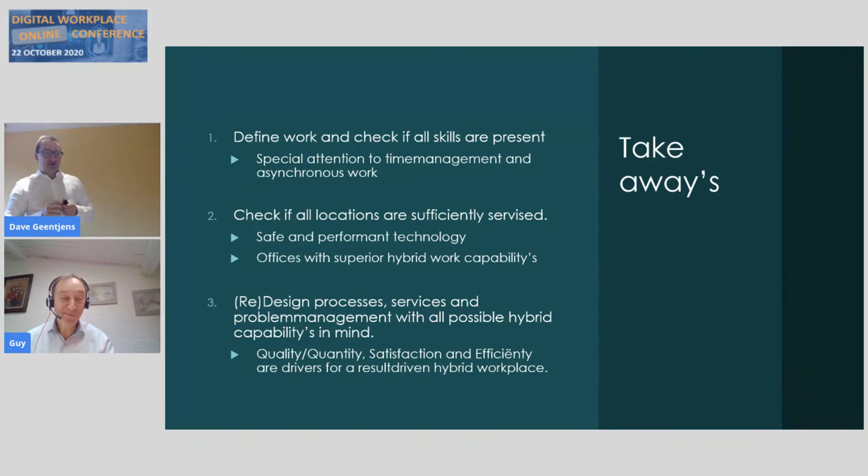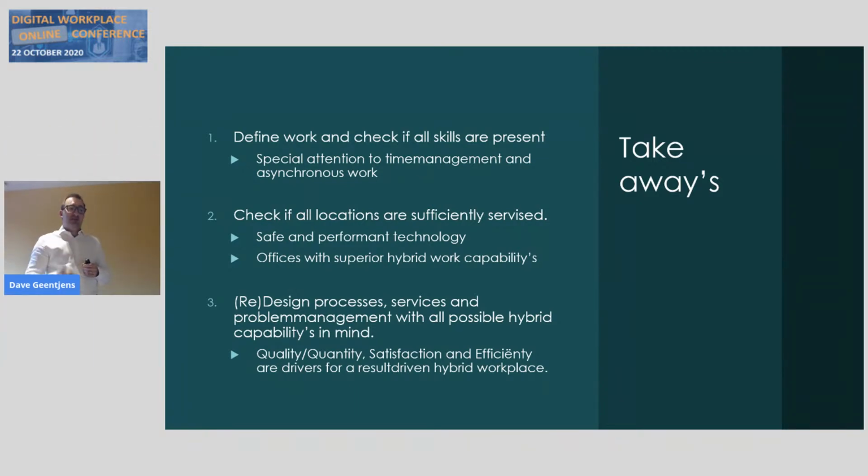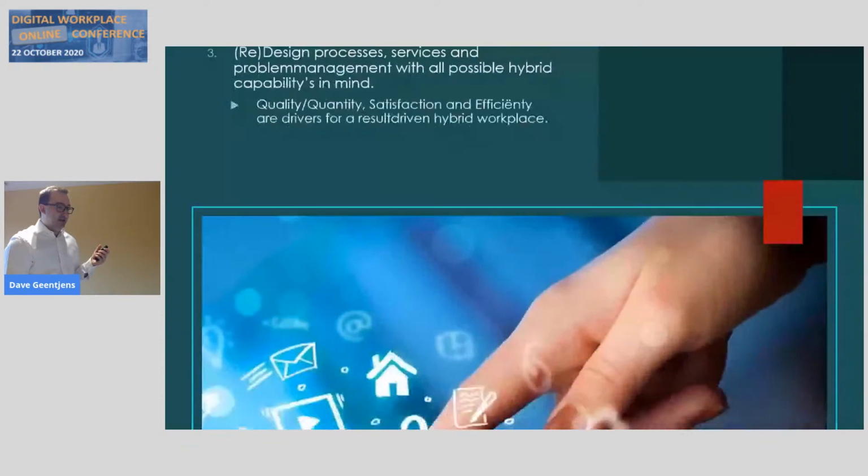Check if all locations are sufficiently serviced. Make sure you have safe and performant technology. It doesn't need to be Office 365. There are other technologies too, but make sure they are safe and they are performant. And try to get your offices into superior hybrid work capabilities, because that's why people will go back. And last, design processes, services, and problem branches with all the possible hybrid capabilities in mind. Quantity, quality, satisfaction, and efficiency are the drivers for a result-driven hybrid workplace.